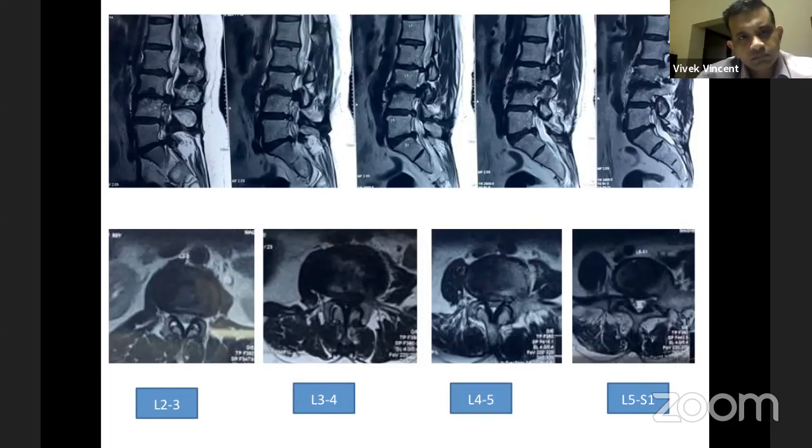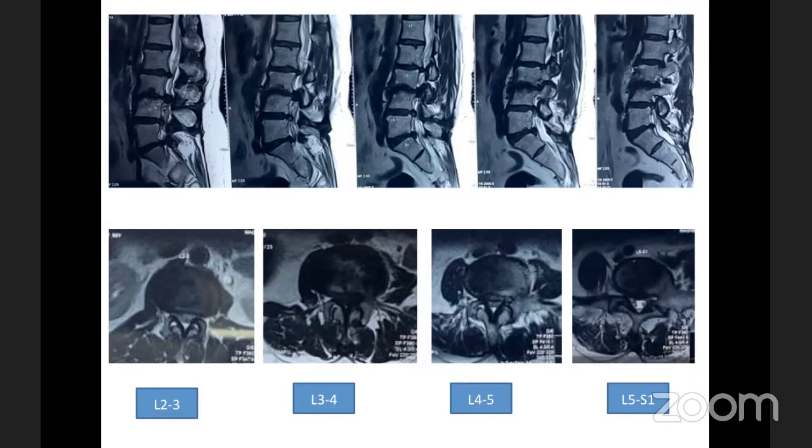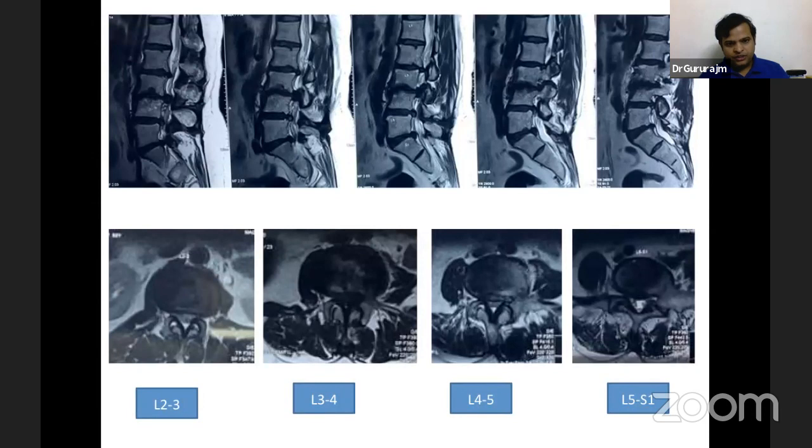Yes, one quick comment from Guru. Actually, to give a right answer, you will need more pictures. But with available information, I would do a fixation at L3-4 and do a decompression at L4-5. So you'll do fixation at 3-4 and decompression at 4-5, right? Yeah, two level decompression, one level fixation.